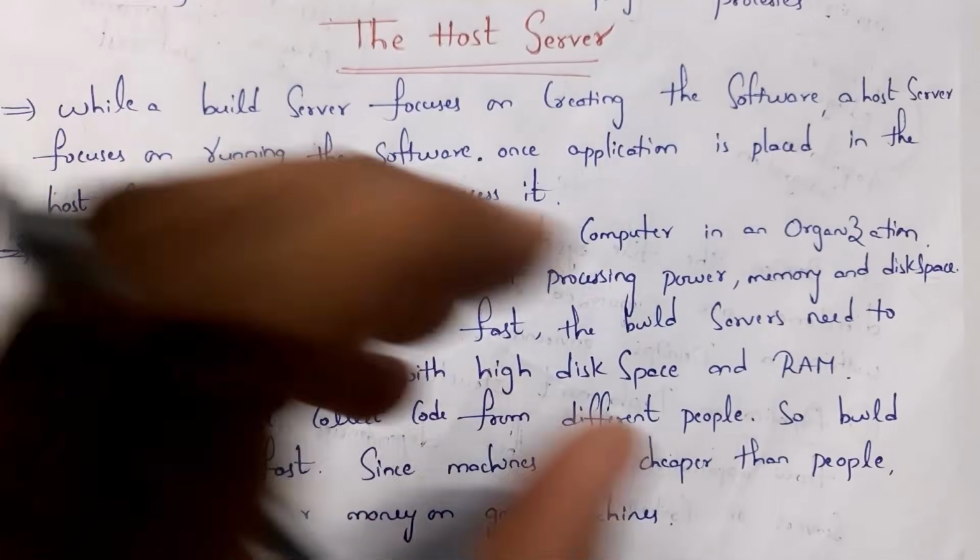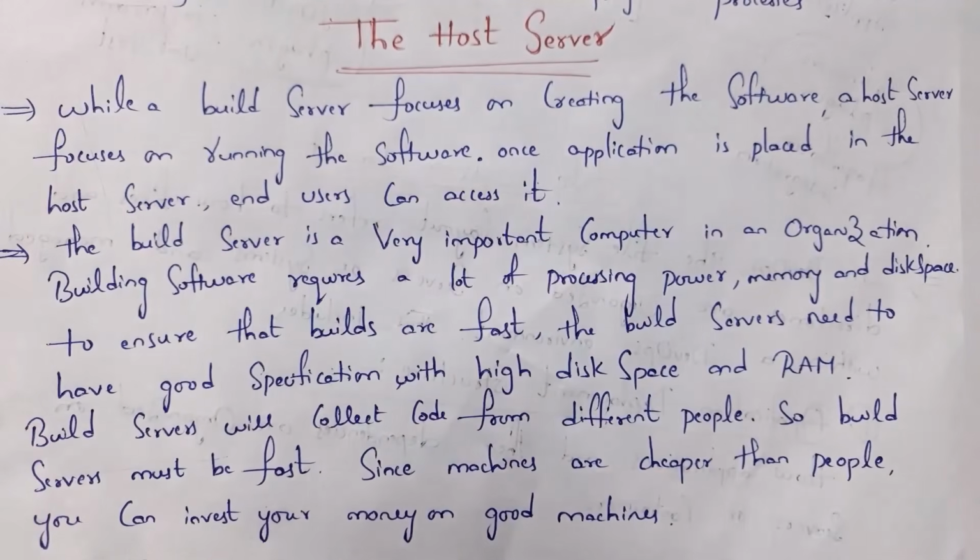Different employees will write code and they will place that code on the build server. So definitely the build server must be fast. As we know, machines are cheaper than people. That is why we need to invest our money in good machines.